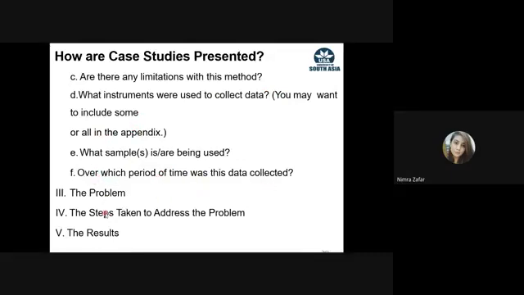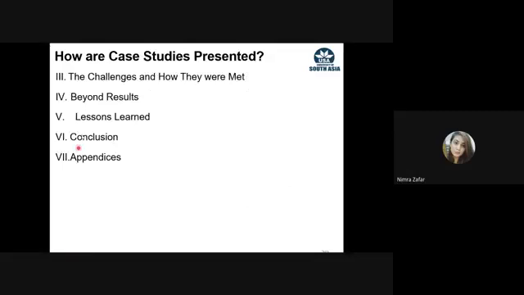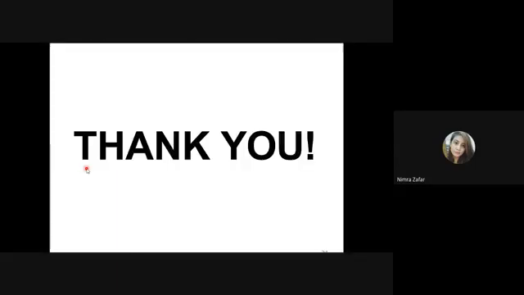The problem, then you have to identify the problem, the steps taken to address the problem, then you have to give the results, then you have to write down the challenges and how they were met. Beyond results, whether it was sustainable or not, then lessons learned, then you have to give a conclusion, and then you have to write the appendices.